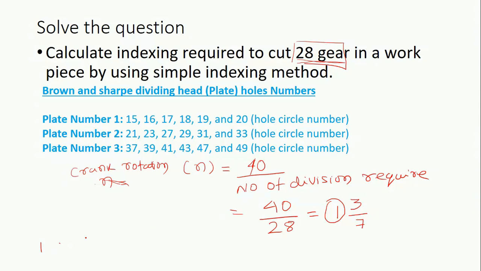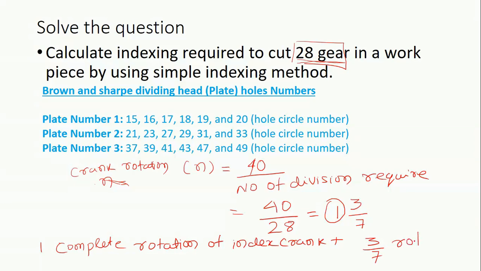It means one complete rotation of the index crank, plus 3 by 7 rotation of the index crank. But the question is how we can go for the 3 by 7 rotation.